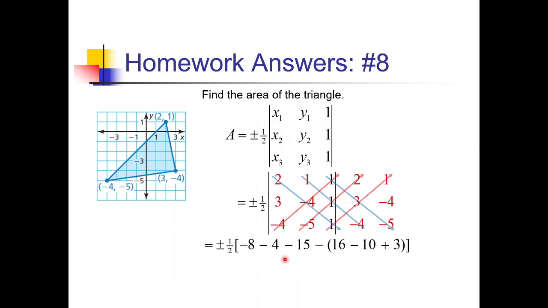All right, let's see if I can do this without a calculator. Out here we've got -8, -4. That's going to be -12. Minus 15 is -27. In here we've got, let's see, 6 plus 3 is 9. So -27 minus 9 is -36. Half of that is -18, and we have to make it positive, so +18.